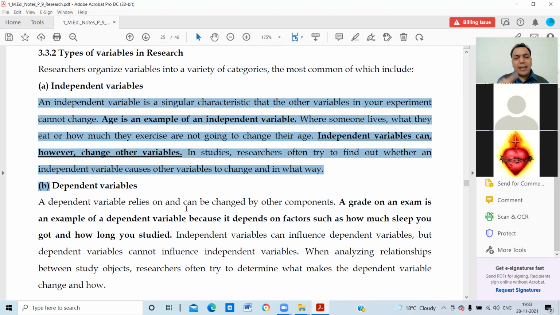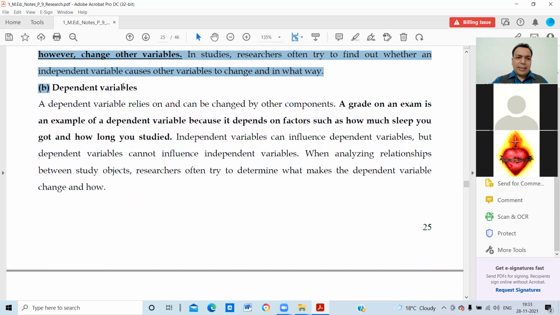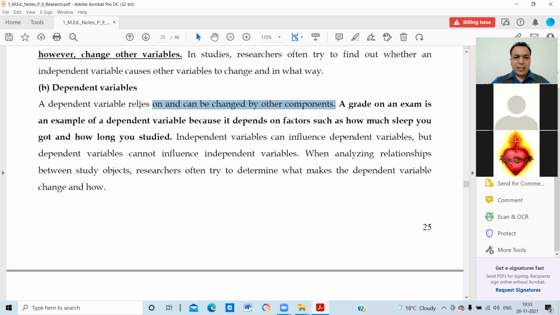What did the independent variable do? The teachers' attitude was dependent, right? The teacher was the dependent. So because of the independent variables, the dependent variable changed. Dependent variable was the teacher and attitude was the independent, right? So next we understand the dependent variable relies on and can be changed by the other components, right?